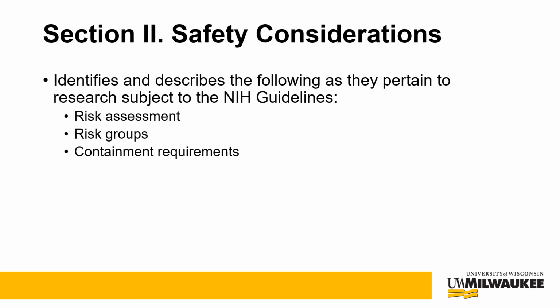Section 2 of the NIH guidelines identifies and describes the following as they pertain to the research subject to the NIH guidelines: risk assessment, risk groups, and containment requirements.